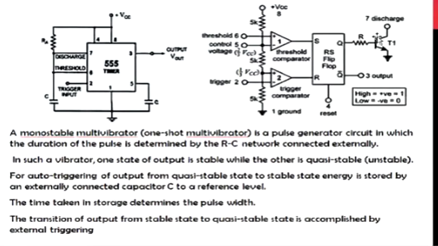That is the stable state. So if the system has to go from its stable state to its quasi-stable state, for that we have to give a trigger input. So we are giving a trigger input.